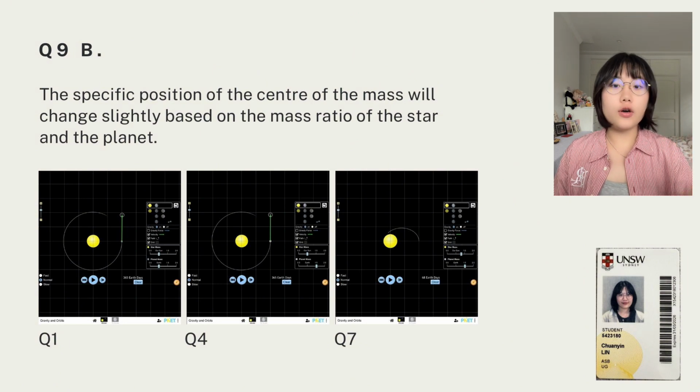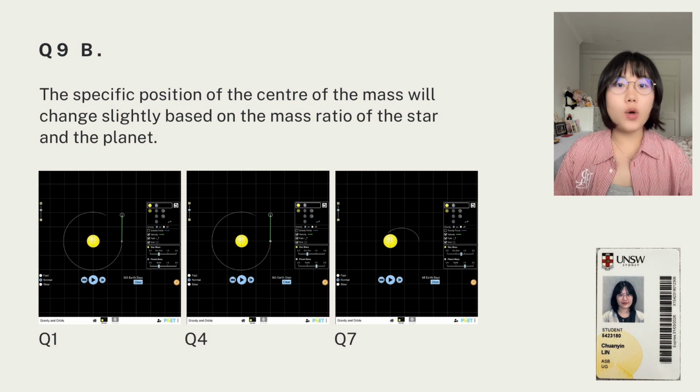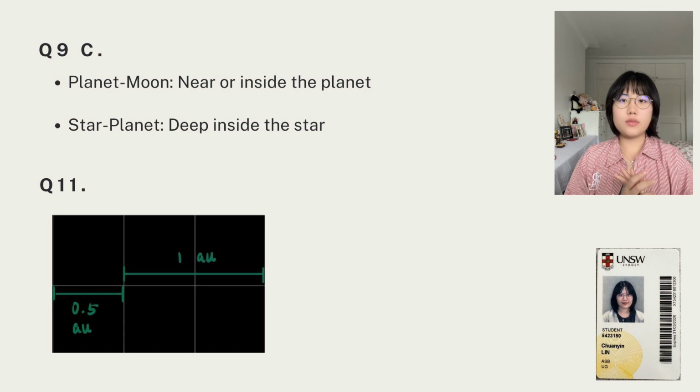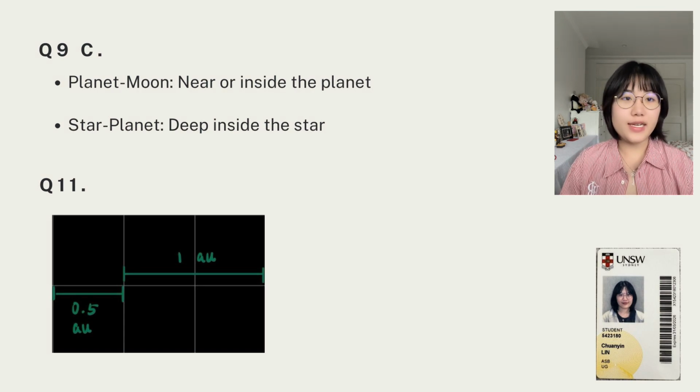In question 4, increasing the planet's mass shifts the center of mass slightly toward the planet. In question 7, increasing the sun's mass moves the center of mass closer to the sun's center, strengthening the mass imbalance. So, in a planet-moon system, the center of mass is near or inside the planet, as a planet's mass is tens to hundreds of times greater than its moon. In contrast, in a star-planet system, the center of mass is much deeper inside the star, because a star is thousands of times more massive than a planet.